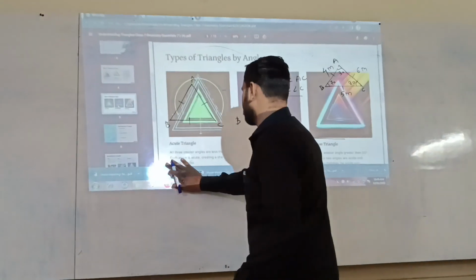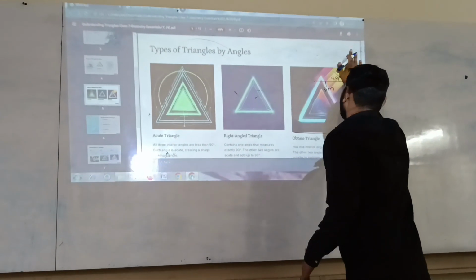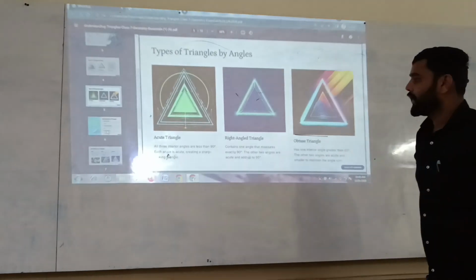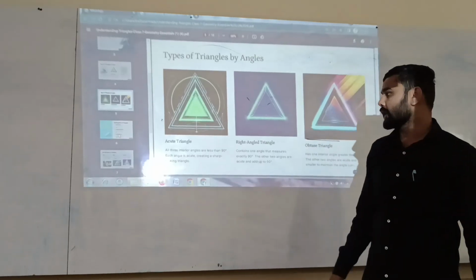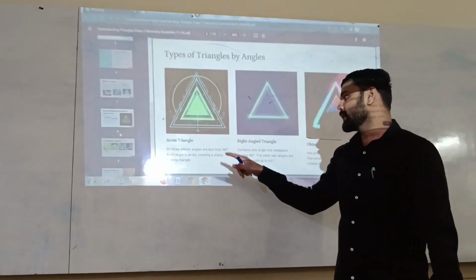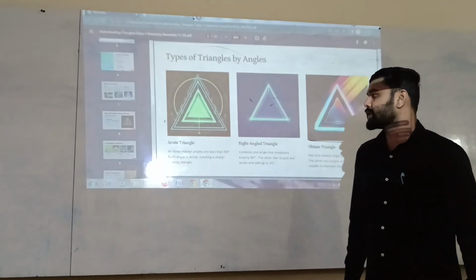Next one, types of triangle by angle. First one is the acute triangle. The three interior angles are less than 90 degrees. Each angle is acute, creating sharp-looking triangles.